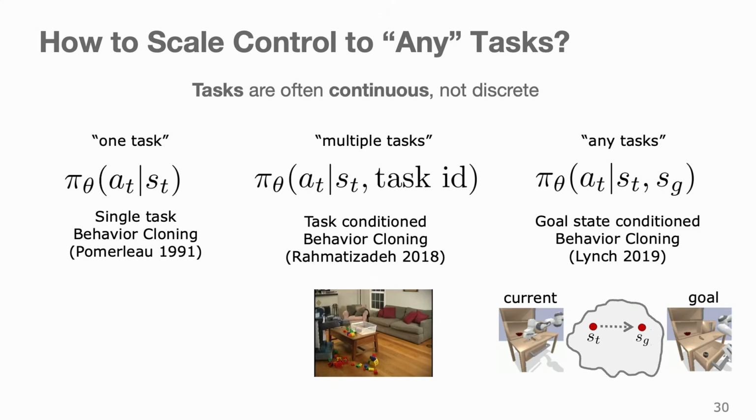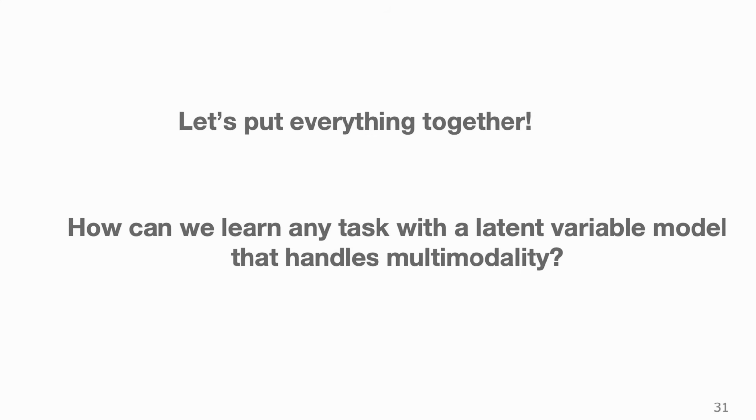So you can see here the difference between trying to model a single task with a task ID, like a one-hot encoding or natural language, or having goal reaching, so conditioning on two states, an initial state and a goal state. The nice thing about goal reaching is that because the tasks are continuous, the states are also continuous.